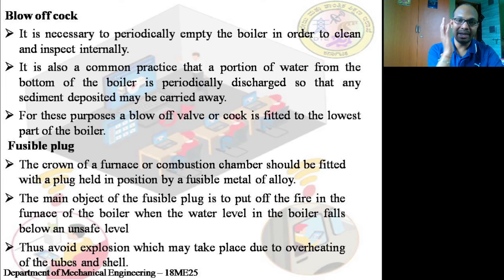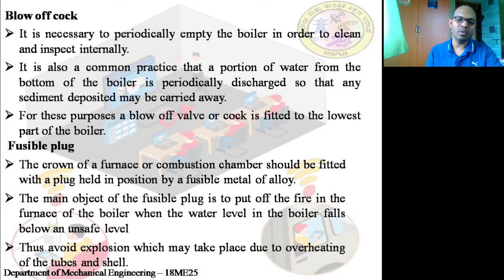Once we have to clean it, we cannot keep pumping it outside. So what we will do is drain it and make it empty with a blow-off cock. Once we open it, everything comes out. Not everything, but the water and the sediments will clear to the maximum, about 90%. Then there will be one more thing called a manhole.